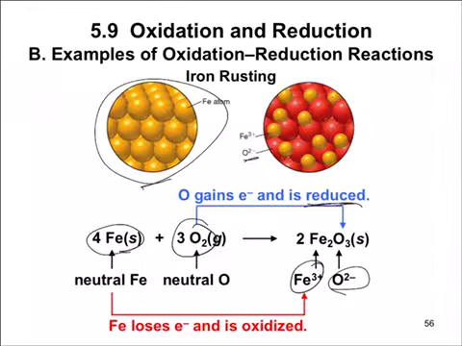So, let's put into place what we've already talked about too. Since iron is oxidized, we would call iron the reducing agent because it causes something else to be reduced. That means since oxygen is reduced, oxygen is the oxidizing agent. Hey, that's kind of funny that oxygen is an oxidizing agent. That's why we call them oxidizing agents, because of oxygen.